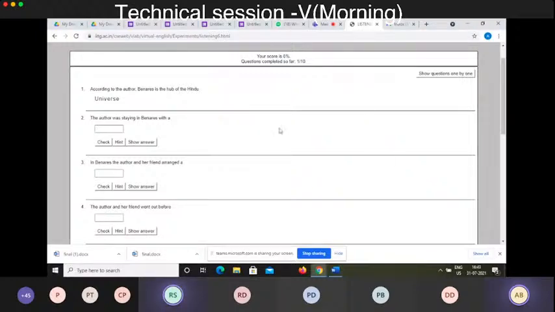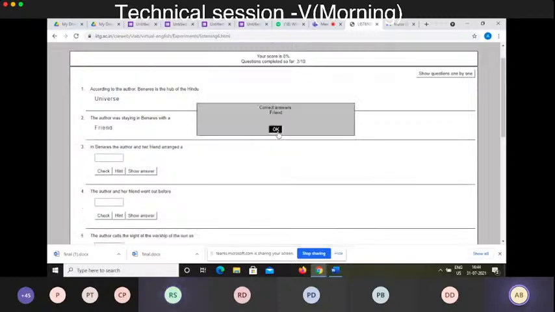The second question. The author was staying in Banaras with a. With whom did the author stay in Banaras? With a friend. A friend, sir. A friend, okay. Yes, that is the correct answer. Good. A friend.